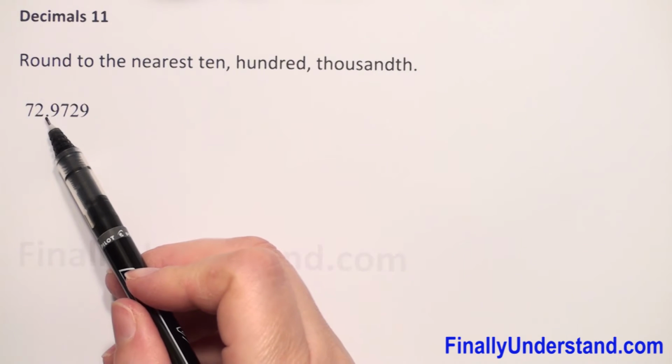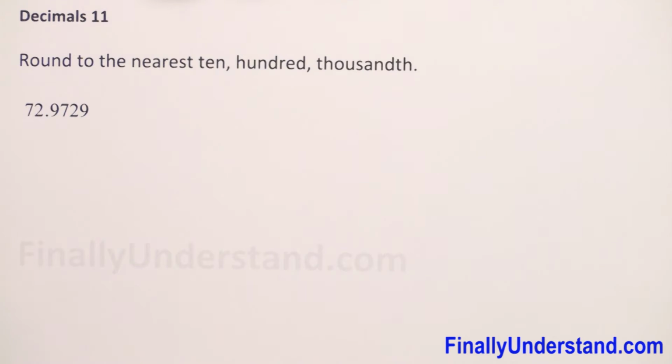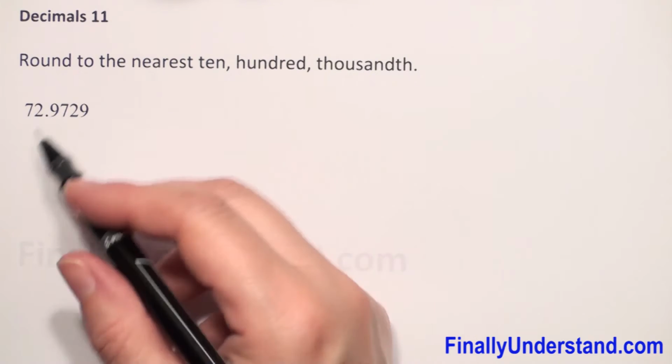We have to round our number first to the nearest 10. We have a decimal number. Why? Because we have a decimal point. How do we round decimal numbers? We use the same rule as for rounding whole numbers. So first let me copy our example.